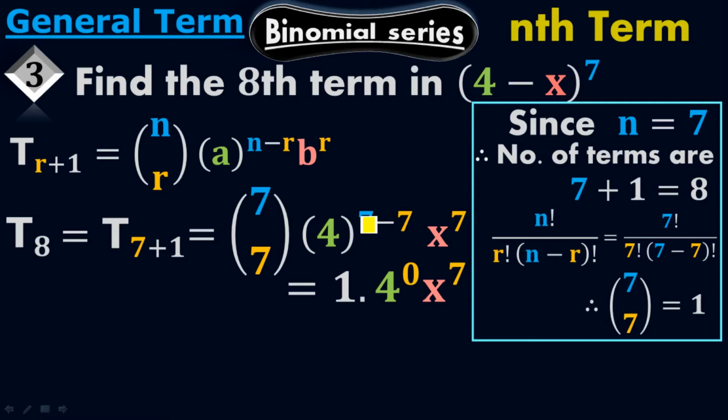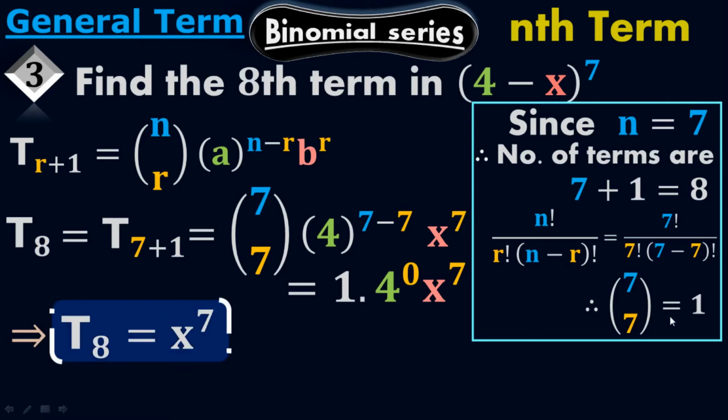For 4, 7 minus 7 is 0. So I'm going to have 4 to the 0, and then times x to the 7. Look, my a is 4 here, and my b is x here. 4 to the 0 is 1. 1 times 1 is 1, and then 1 times x to the 7 is x to the 7. And there we got the final value for the 8th term. This is my 8th term, which is the last term for (4 minus x) to the whole 7. And there we got it.